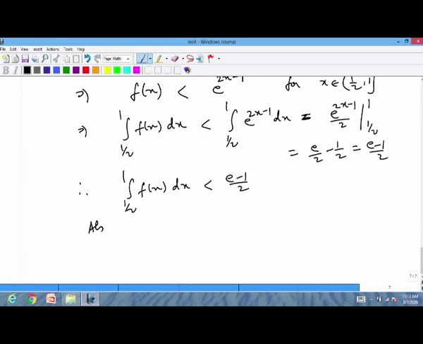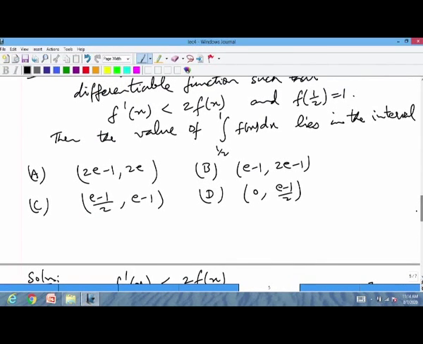Also, since f x is greater than 0, the integral half to 1 f x dx will be bigger than 0. So, therefore, this lies between 0 and e minus 1 by 2.